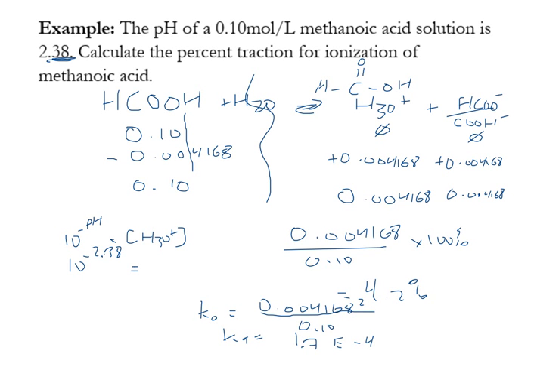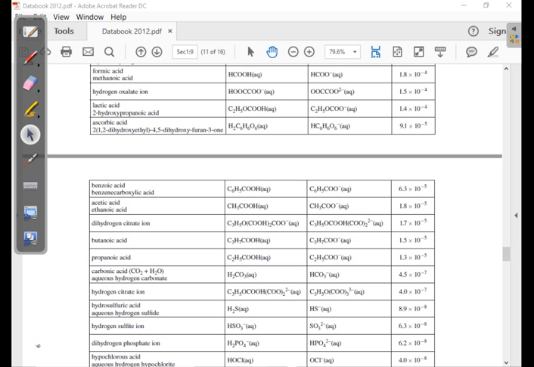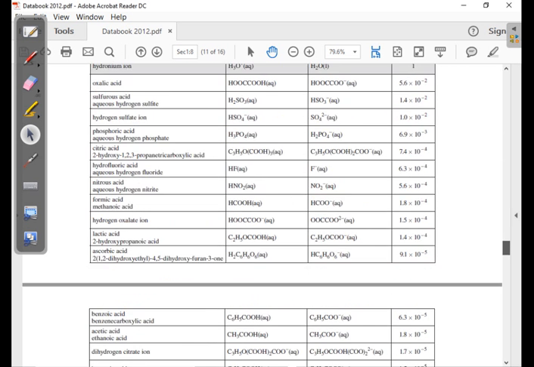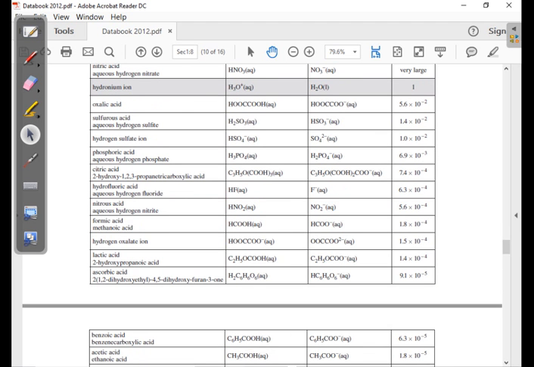On your data booklets, hope this worked. It's always off by 0.1 if you have to do this. Methanoic acid is right here, also known as formic acid, and its Ka value. Oh, I was off by 1 decimal place. We did 1.7, right? Here, 1.7. This one's 1.8 times 10 to the minus 4. So that hopefully kind of comes full circle.